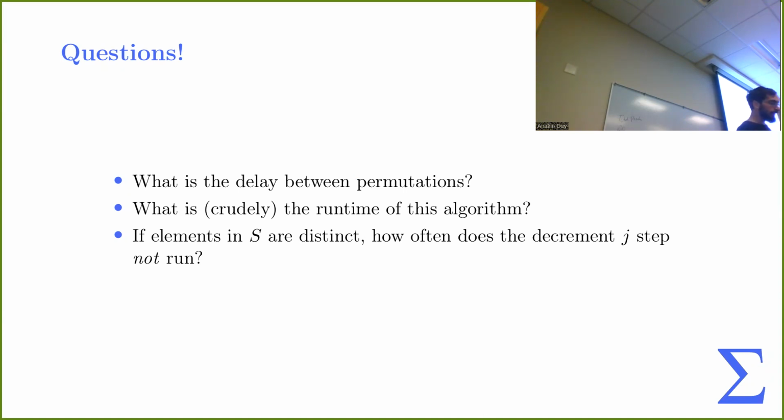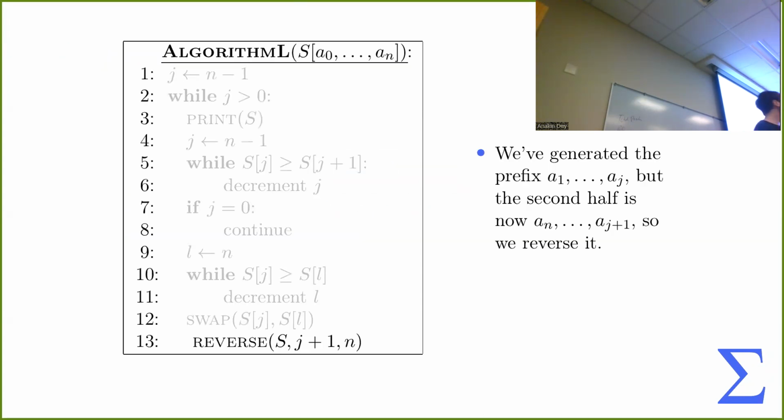And then something that is brought up in the first exercise: how often is this while loop immediately false? If you think about it, we start J at n-1. So for how many permutations is S of J less than S sub J plus 1? So the n-1 element is less than the nth element. That affects the runtime of the algorithm significantly. So I have moved this off.